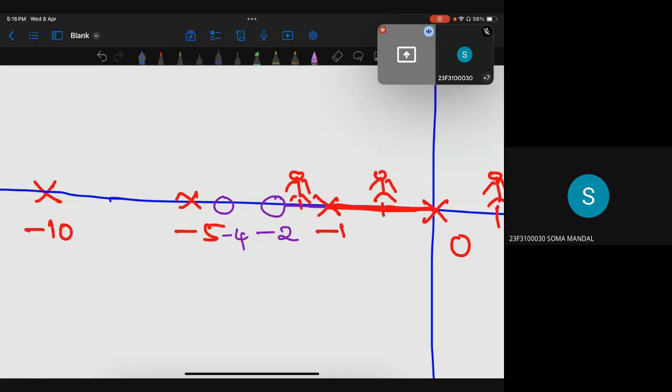Why? Because wherever you stand from this point to this point, if you look at the right side, you will have two poles only. Is that correct? Yes, sir. That is an even number. So that's why this is not part of the root locus.